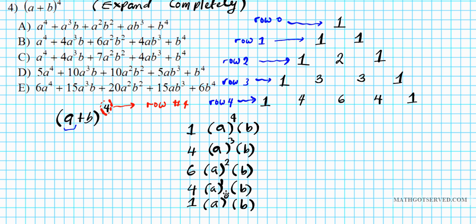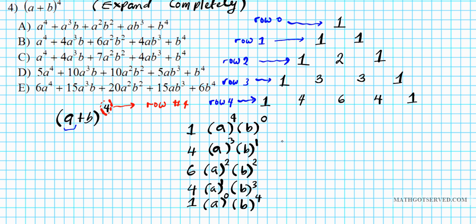And guess what? B starts from 0 and ascends all the way to 4. All right, so 0, 1, 2, 3, 4. Another way to check that your powers are correct is that the sum is always 4. 4 plus 0, 4. 3 plus 1, 4. 2 plus 2, 4. 1 plus 3, 4. 0 plus 4 is 4.